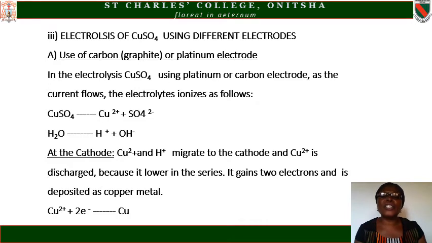CuSO4 ionizes into copper 2 ion and SO4 2 ion. The water, which is the solvent, also ionizes into hydrogen ion and hydroxide ion. At the cathode, copper 2 ion and hydrogen ion move to the cathode, where copper 2 ion is discharged because it's lower in the series. If you still remember the electrochemical series, notice that copper is below hydrogen. Therefore, it will be discharged in preference to hydrogen.